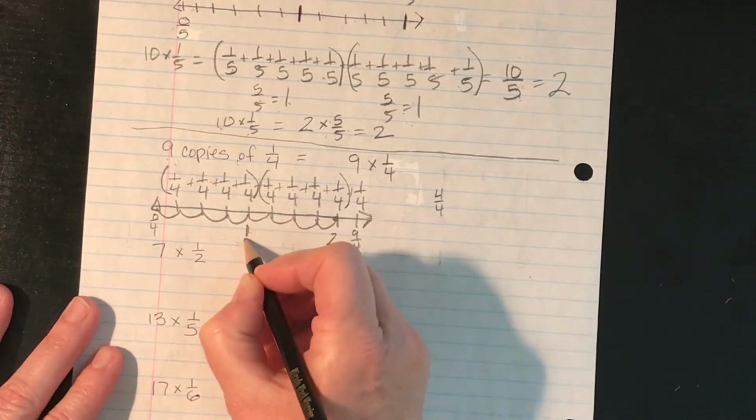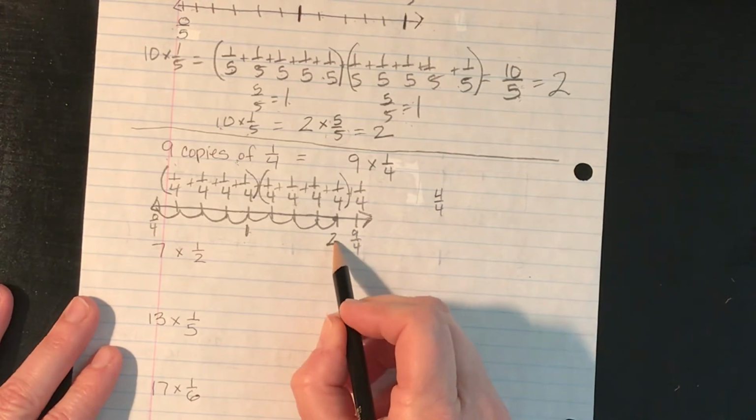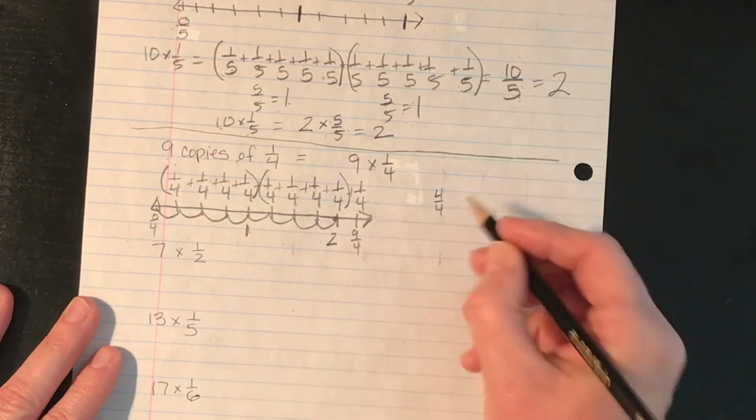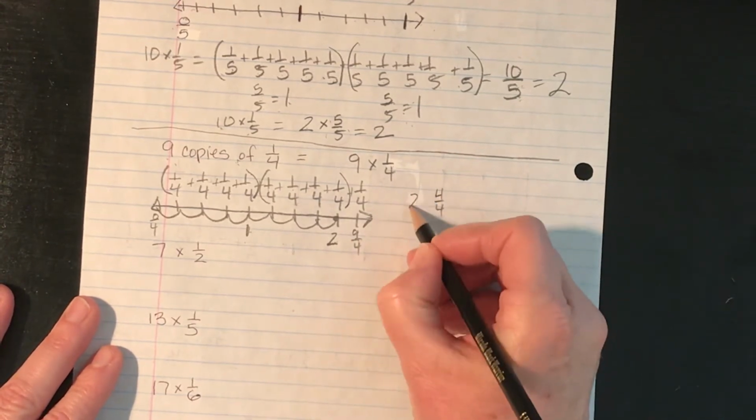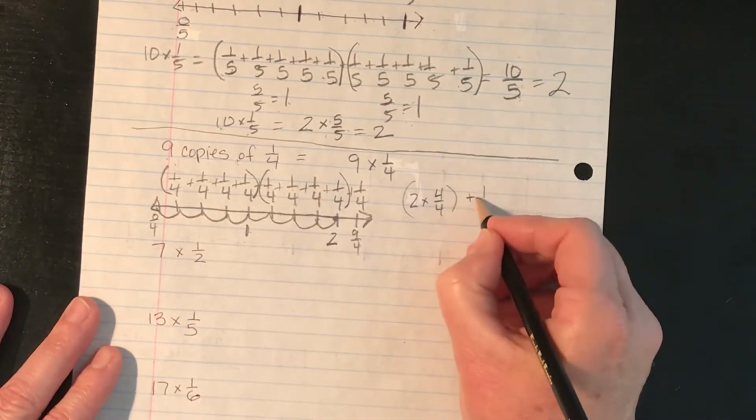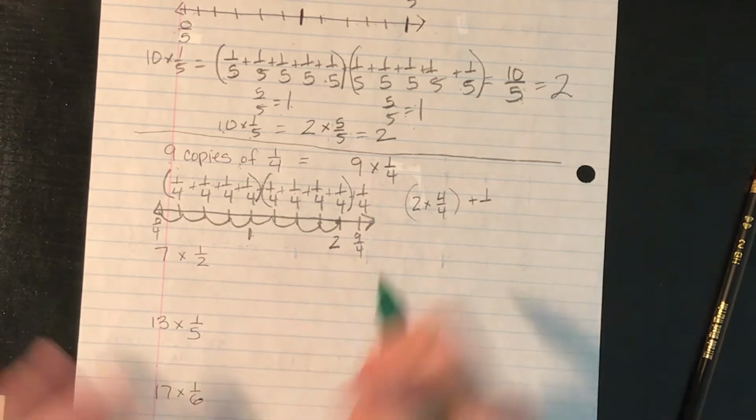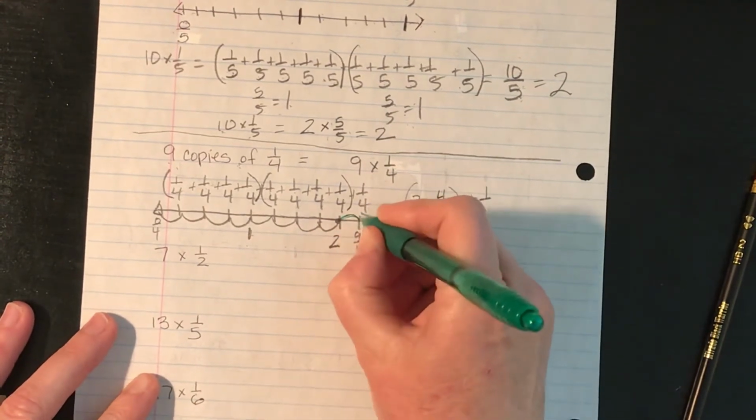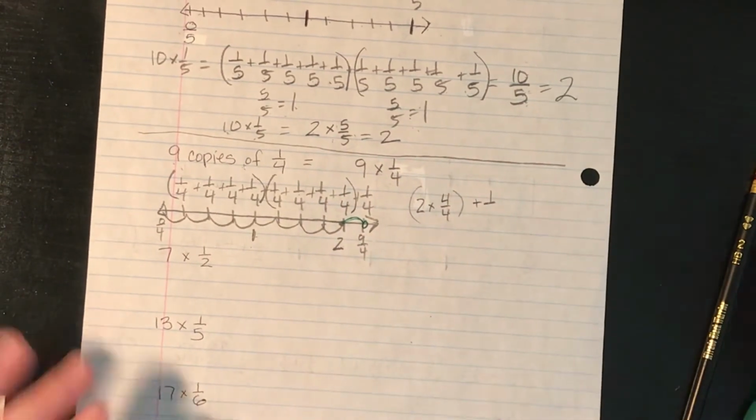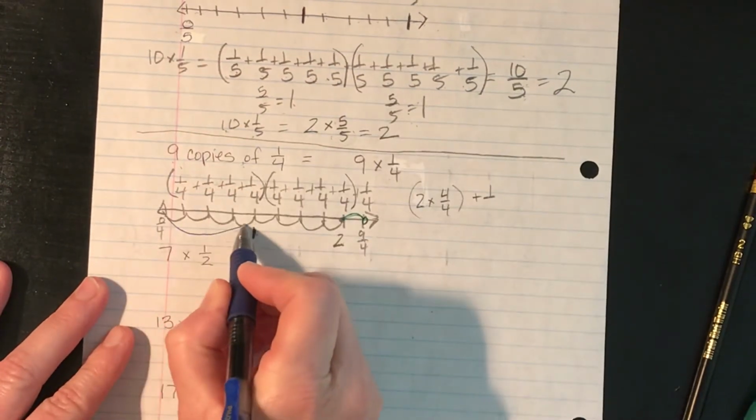But wait a second. This is the same as 4/4. This is the same as 8/4. But I have 9/4. So I have 4/4 2 times. I've got my 2. And then I still have this extra 1/4, and I'm going to make that pop out with a color right now. That extra 1/4.